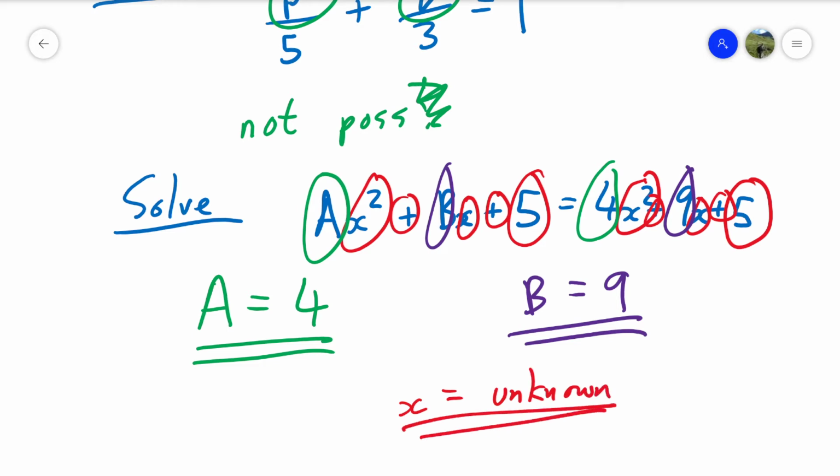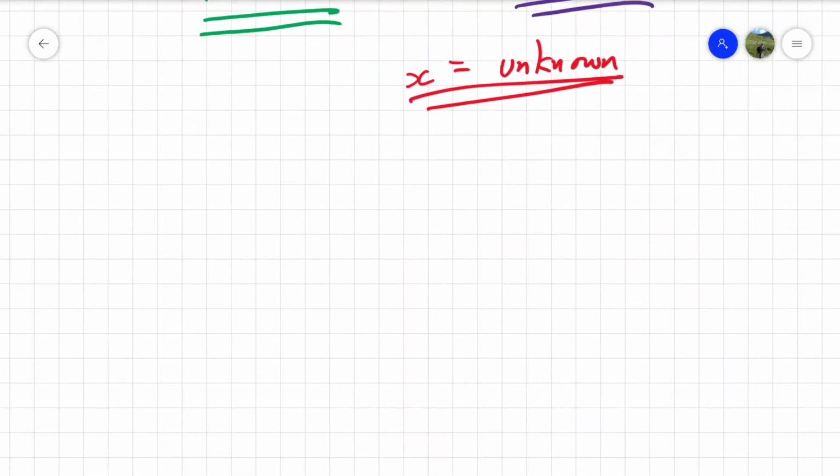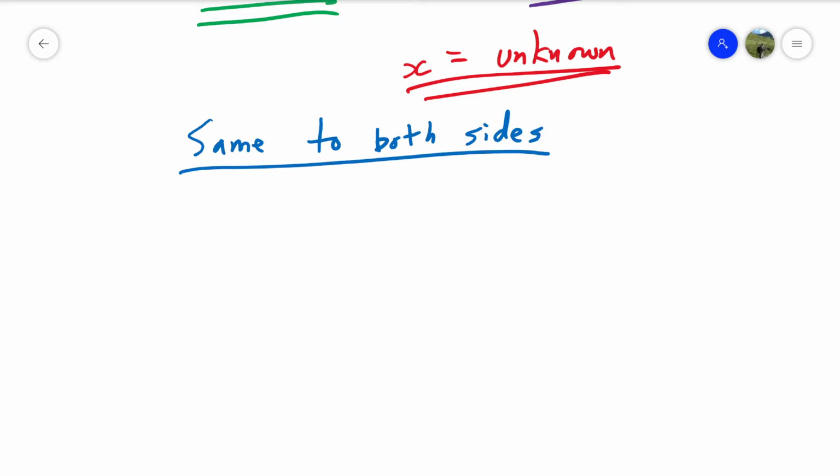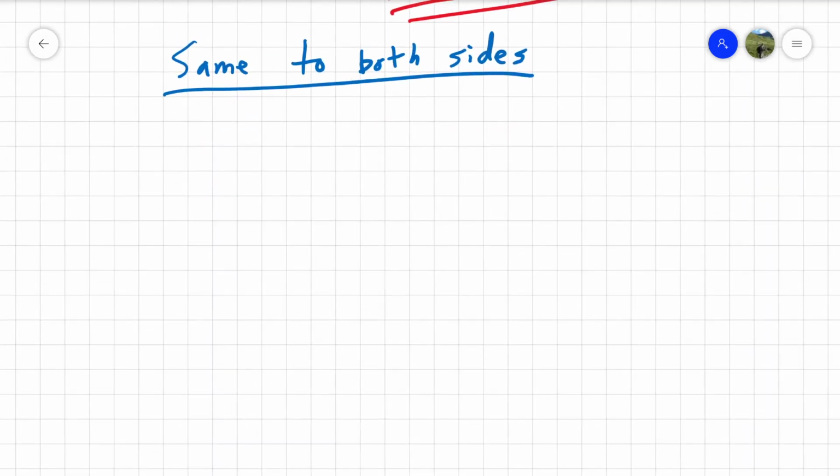Could we solve for all three unknowns? No. Could we find two of them? Yes. Now we're going to do a same to both sides exercise, which, if you're keeping track of my capitalization of titles, I have this habit of not capitalizing same to both sides.